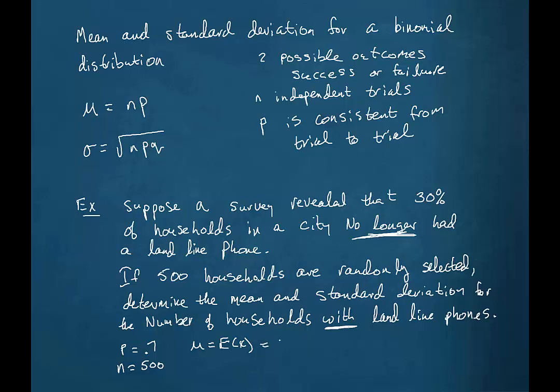would be n times p, 500 times 0.7. So 350. And the standard deviation would be the square root of 500 times 0.7 times 0.3. And if we round this to one decimal place, we're going to wind up with 10.2.